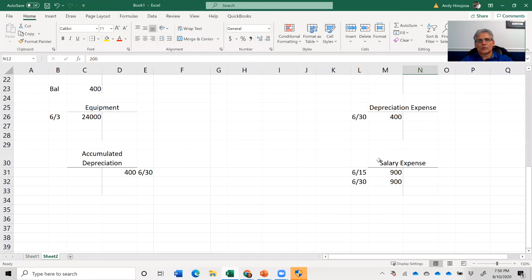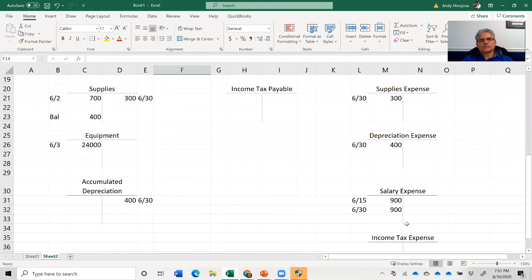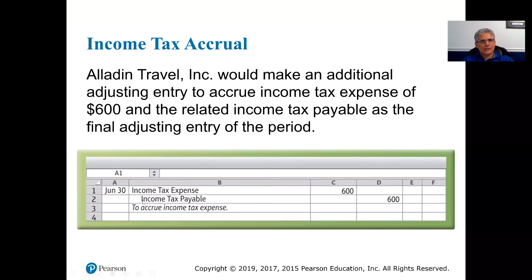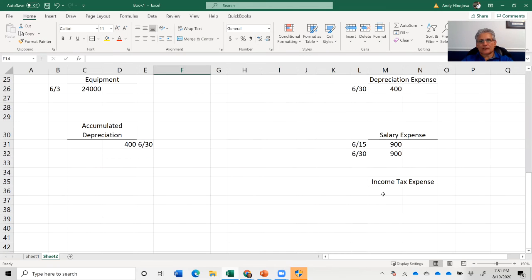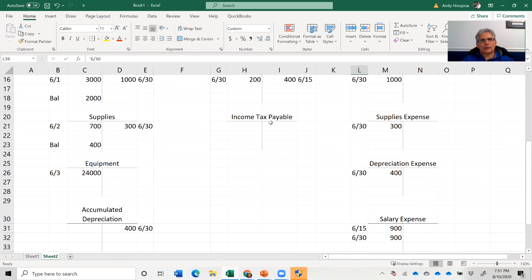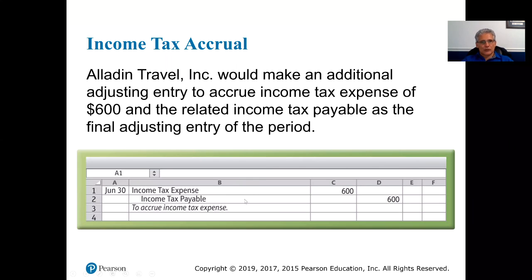I'll go ahead and record those. Okay, so we debit income tax expense for $600. That's dated June 30th. And we're going to credit income tax payable for $600 for the same period, same date. Here's the journal entry.